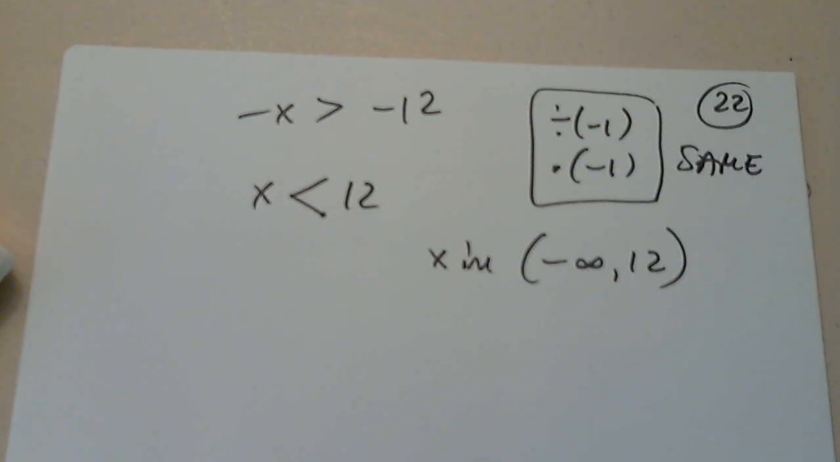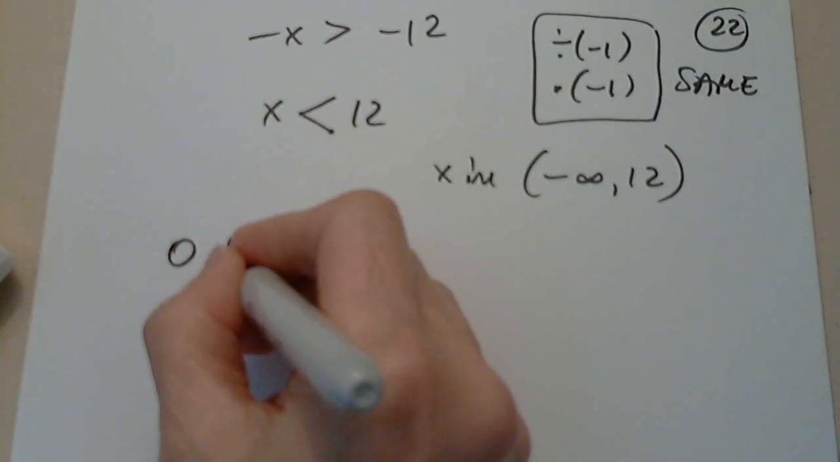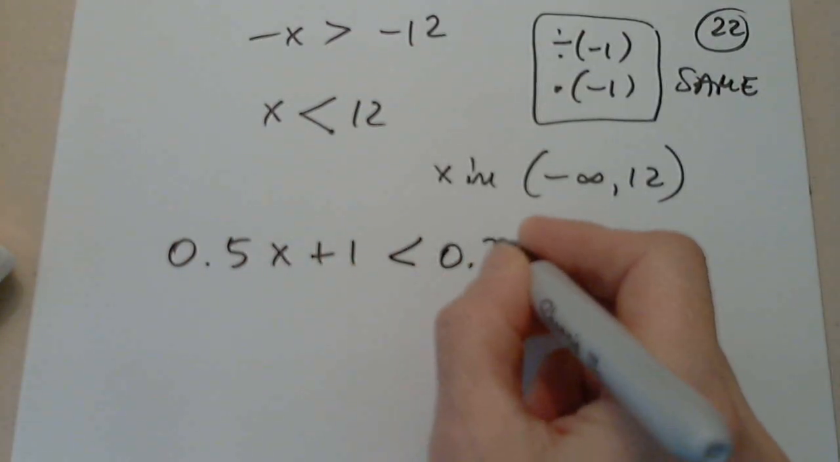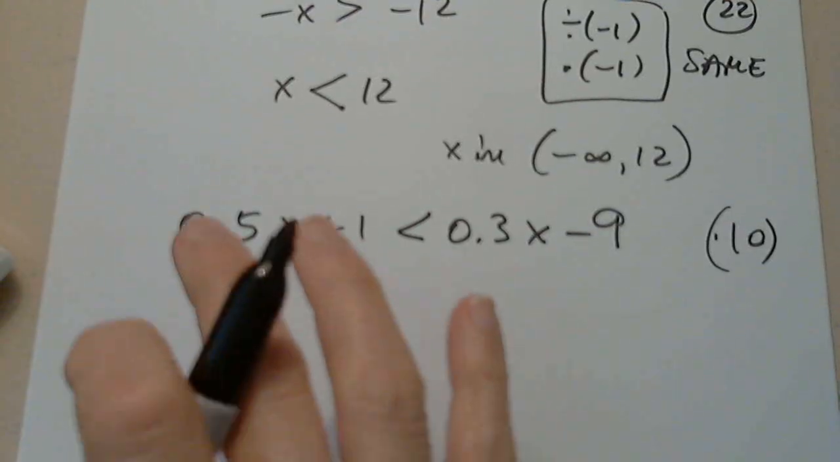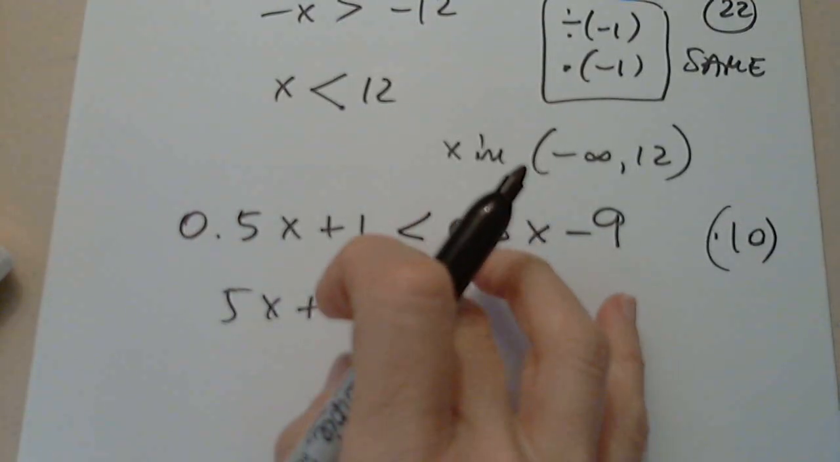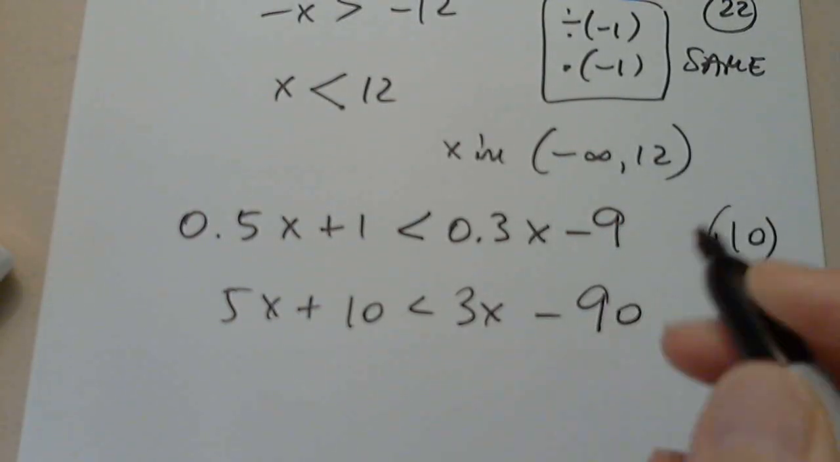Any questions? Okay, 2 more and then we'll stop. 0.5x plus 1 less than 0.3x minus 9. I know you know what I am going to do first. Times everything by 10. Indeed. As you know, I like it simple. This times 10. This times 10. This times 10. And this times 10.